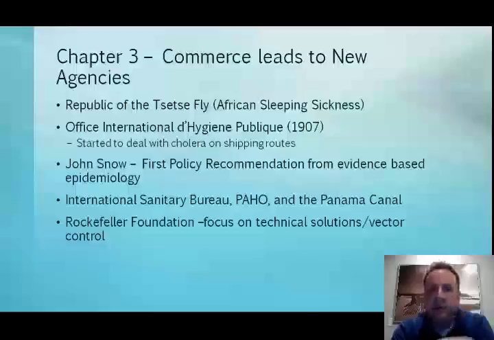One of the first kind of epidemiological agencies. Of course, John Snow, we've talked about him to death. But again, the first evidence-based epidemiology public health recommendation based on his research. So it's important. Then you have the International Sanitary Bureau over in the Americas, which becomes PAHO.